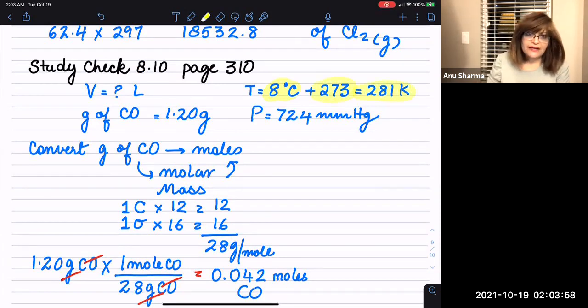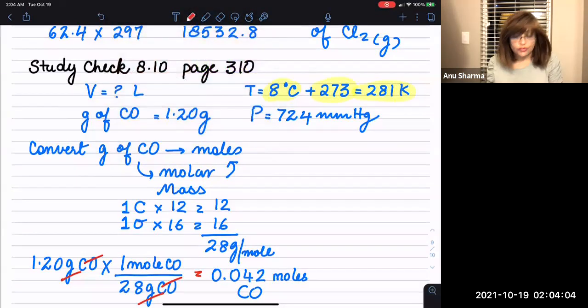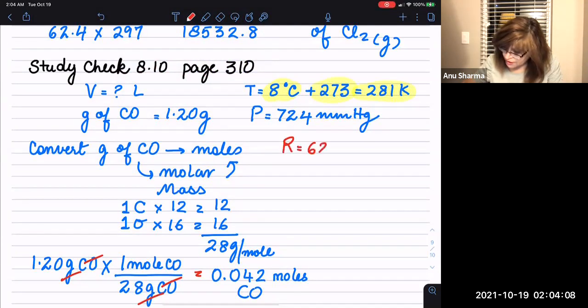Now here I've also done the conversion of the degrees Celsius, add 273, and this will give you the Kelvin, 281. Another thing that is never going to be mentioned, but we expect you should know, is the value of R, which is 62.4 liters times millimeters of mercury over mole K.